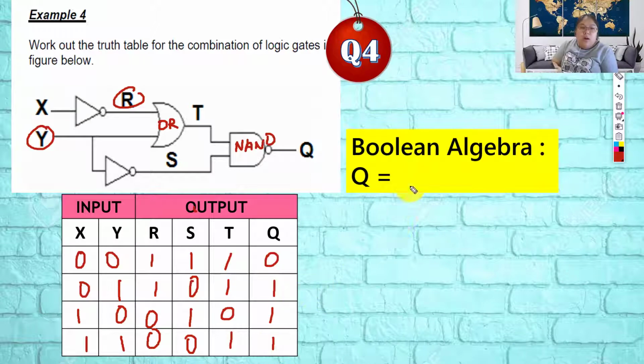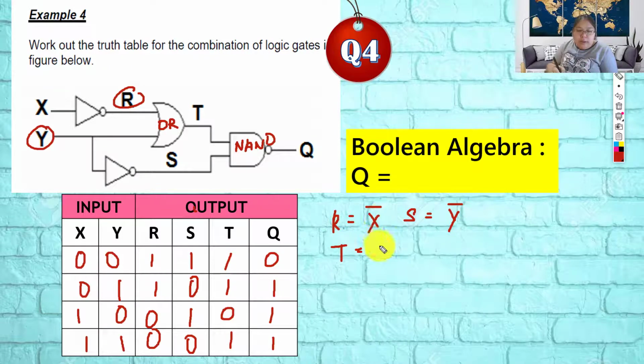Okay, algebra, we go one by one first. R comes from the X, so there's an X bar. Okay, S. S comes from the Y, there's a Y bar. How about T? T, there's R and also Y, so there's R plus Y. Okay, S finished. Then we go to the Q. Q comes from the T and S, T dot S. Then we need to bar it, because there's a NAND gate.